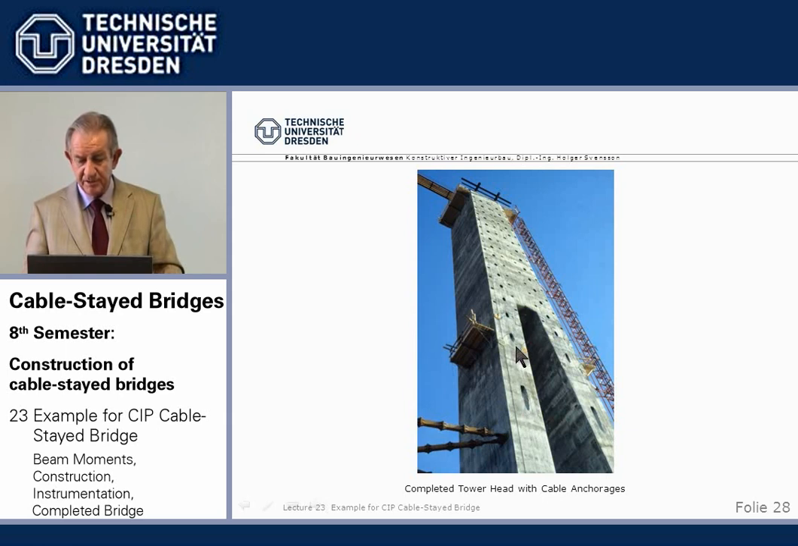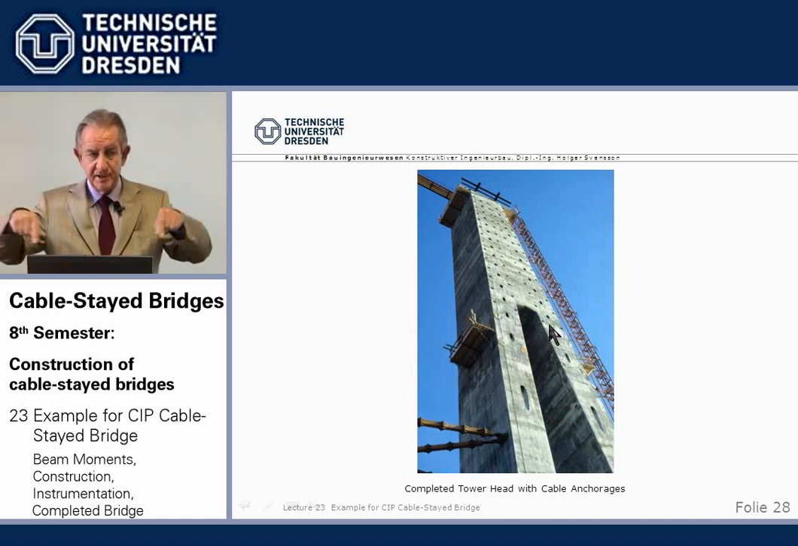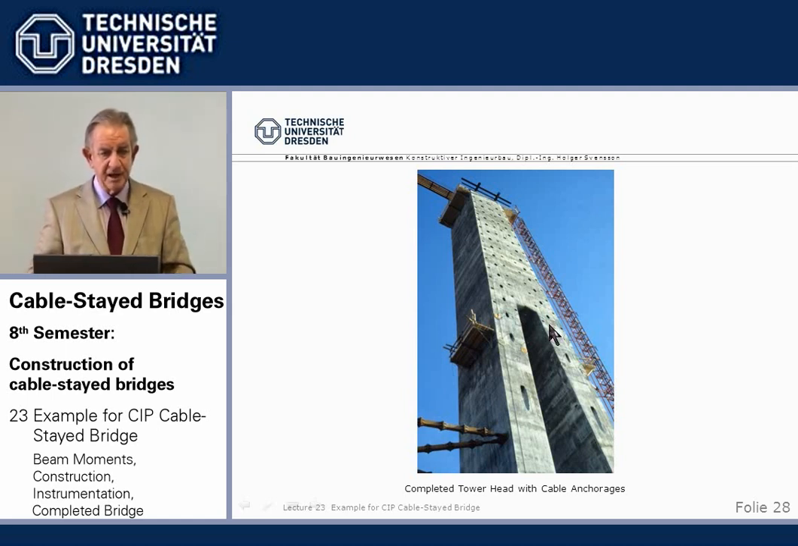This is the completed tower head. We see two types of opening. We see here the steel pipes coming out to cable anchorage, and here we see the anchorages of the loop tendons which connect the two stay cables, which we will see later.